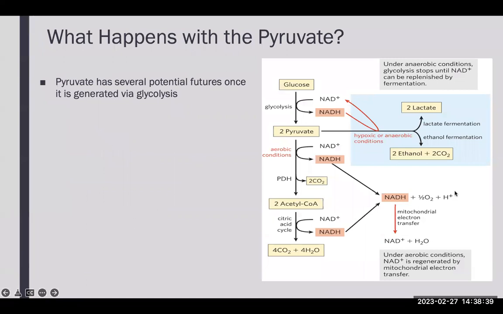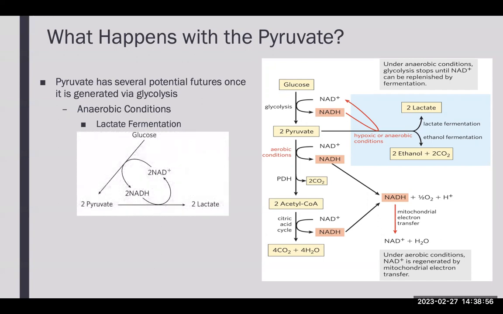So pyruvate, once it's generated, can undergo several different pathways depending on the environmental conditions at the time. So if there's anaerobic conditions, which lack oxygen, pyruvate will be fermented, and it can either be fermented to lactate or ethanol. Here we'll look at lactate fermentation. This is a process specific to mammals. So humans, we perform lactate fermentation, and this sees 2 pyruvate being converted into 2 lactate molecules. And this uses the oxidation of the NADH produced earlier in glycolysis back to the NAD+.